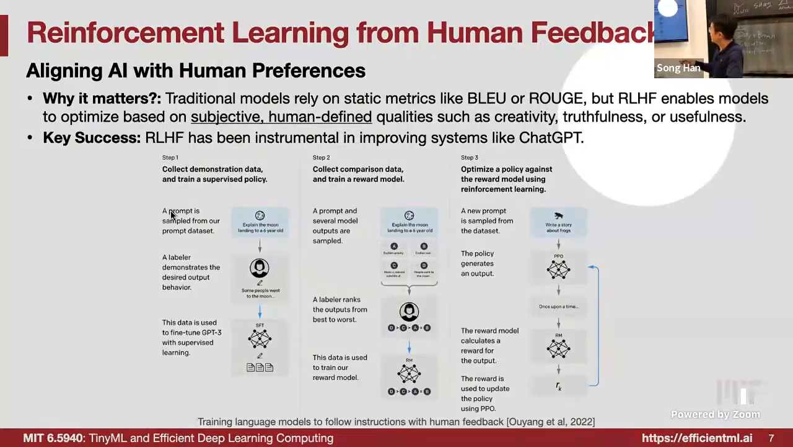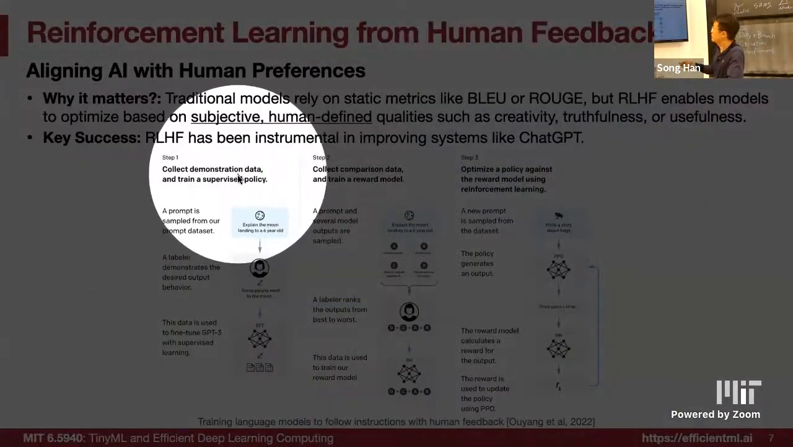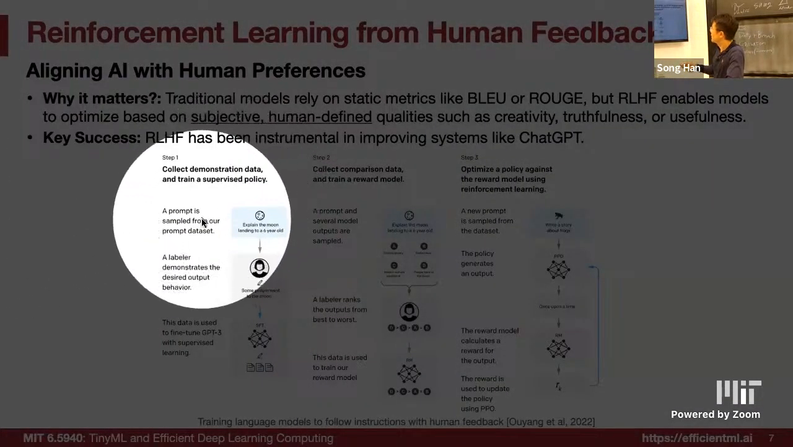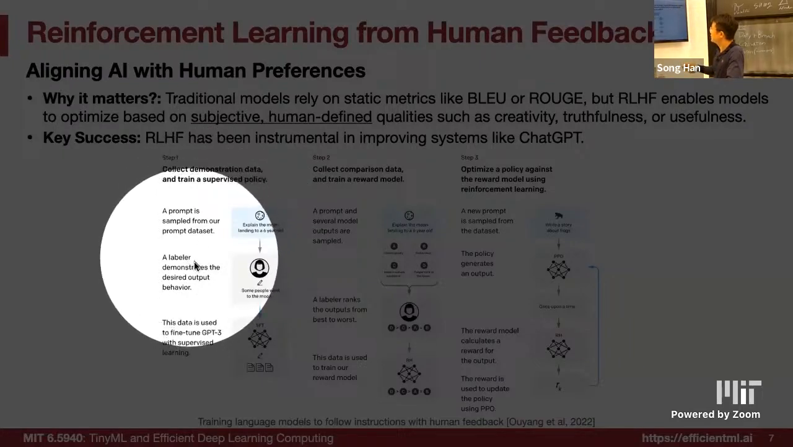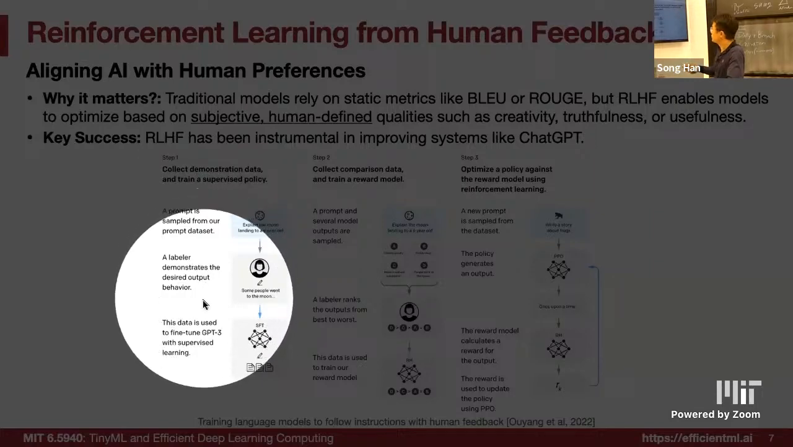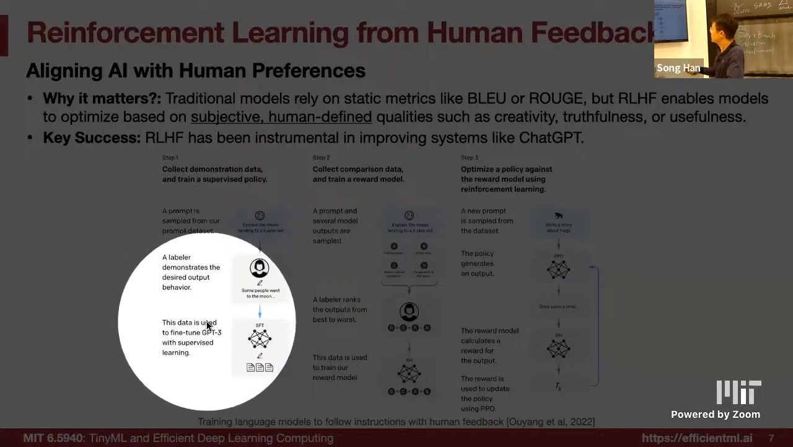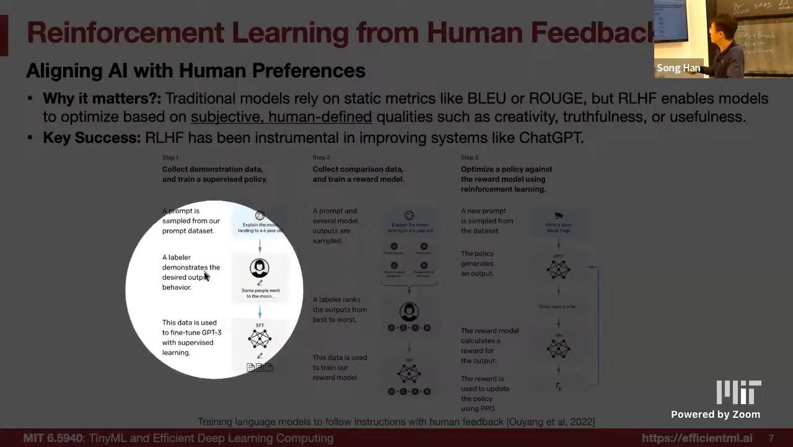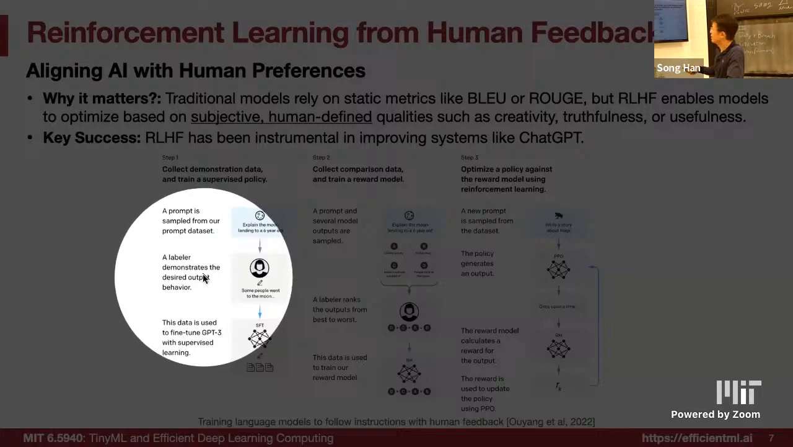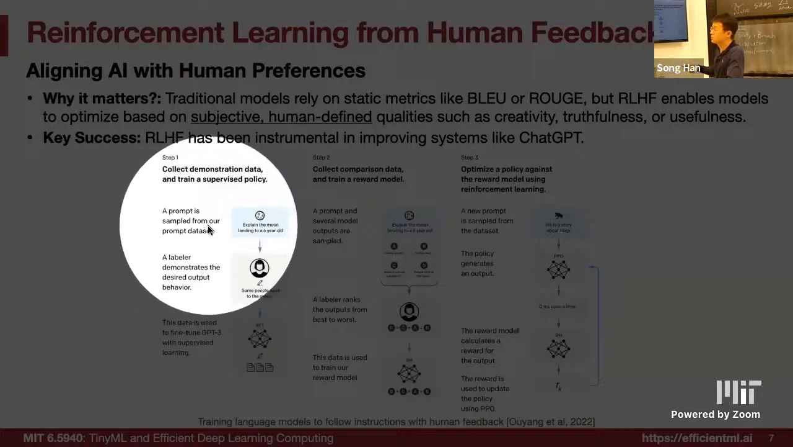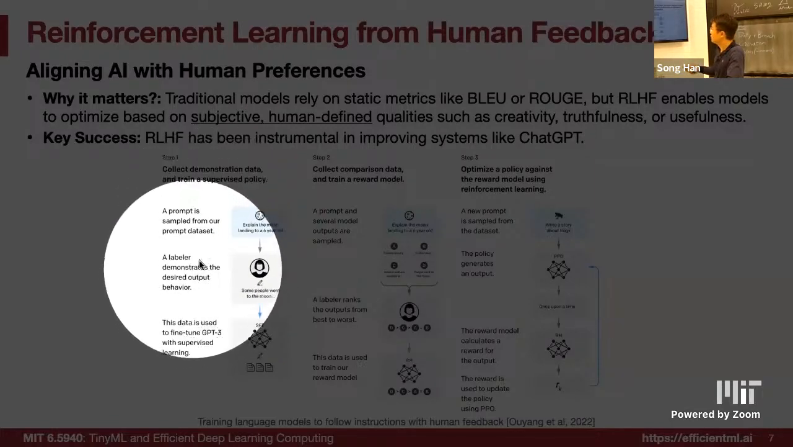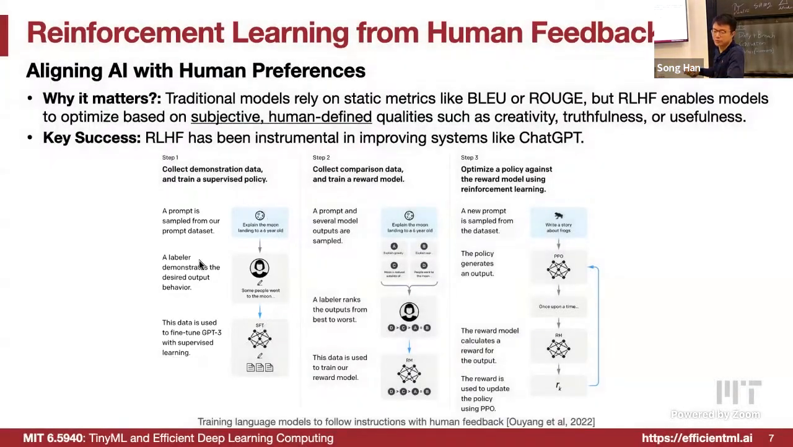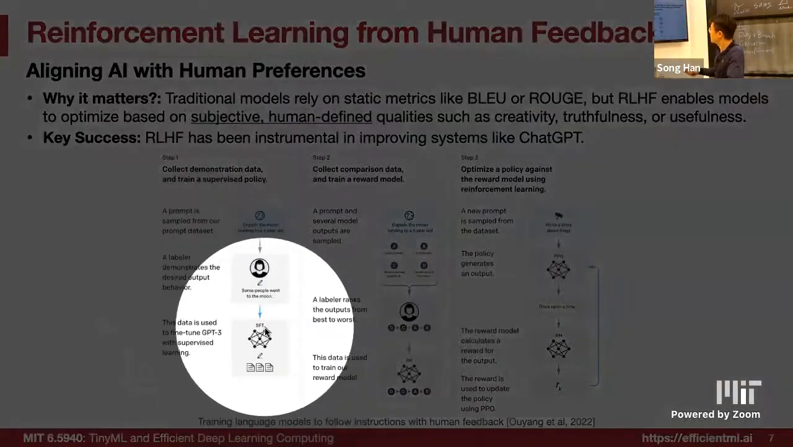So step one is just to do supervised fine-tuning, using a supervised policy. Given a prompt sampled from the prompt data set, we use a human labeler to demonstrate the desired output as the ground truth. This data is used to fine-tune GPT-3 with supervised tuning. This is what we learned just now, the SFT, using the human output as the ground truth, and using the prompt to generate new tokens and align those new tokens with the human labeler's ground truth tokens. So that's the SFT part.